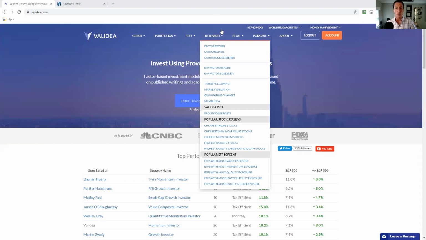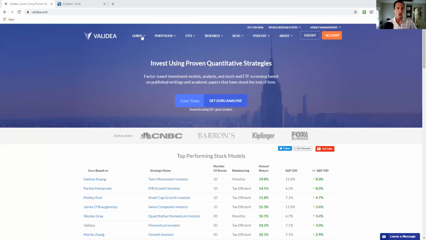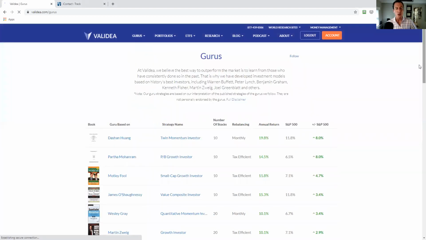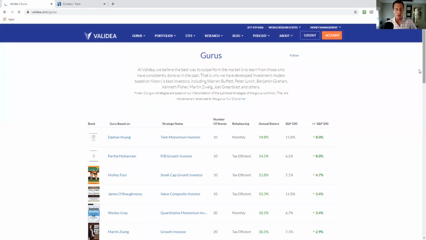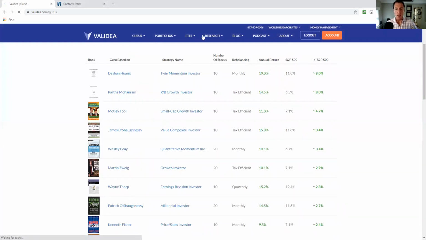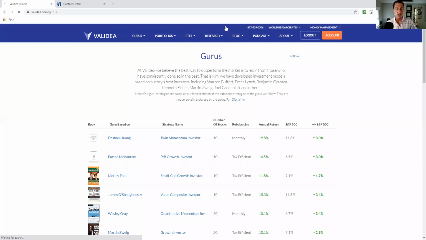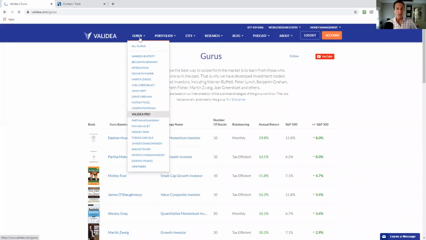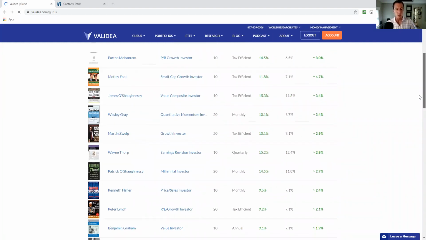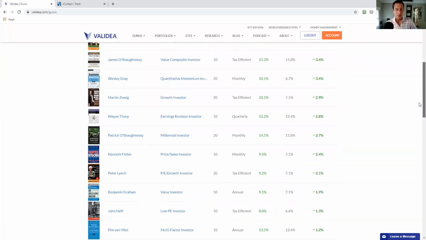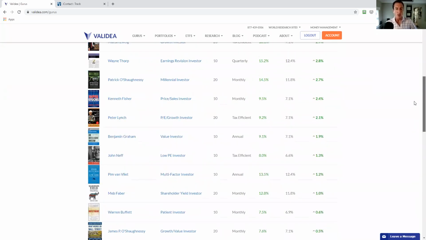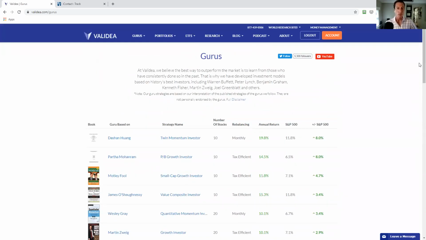So let me quickly show you who the gurus are. I'm only going to spend a minute on this page, but when we talk about the gurus on the Validea website, what we're really talking about is investment strategies or models that have been extracted from books and/or academic papers. All I did here is I clicked on gurus, and then as you come down, you can see all the different individuals and, more importantly, the sources that we base these investment strategies on. So on Validea, there are 22 of these.